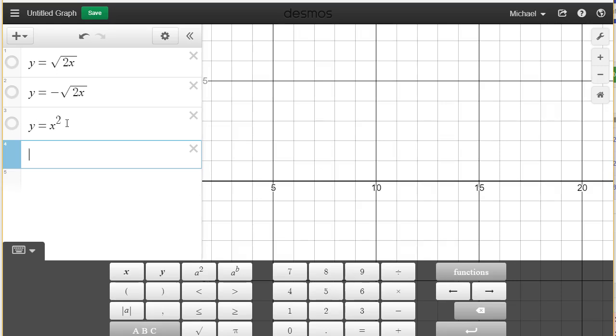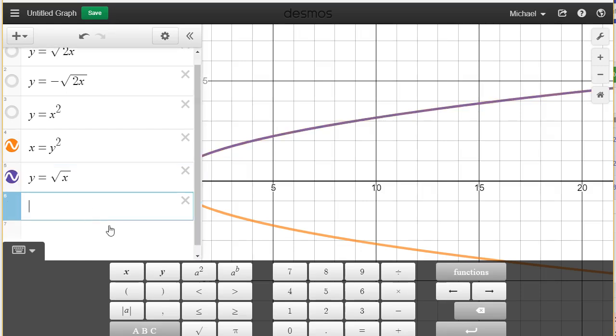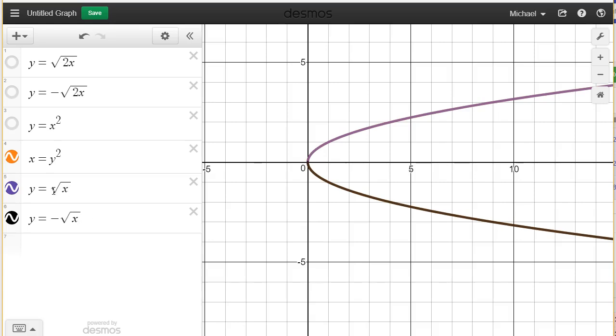Now, how does all this relate to what we were just talking about with the square roots? Well, again, x equals y to the power of 2 is just two separate equations. If we go to solve it for y, we get y equals square root of x, and we also get y equals negative square root of x, for the same reasons that we just mentioned, that when you solve this, you get plus or minus square root of x. And if I get rid of this, you can see you get that parabola.